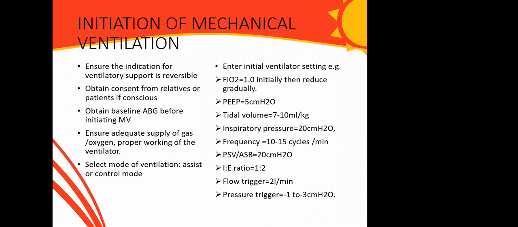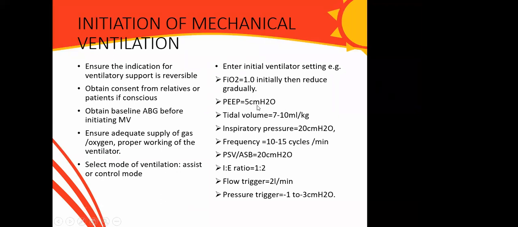Initially, you want to give 100% oxygen, FiO2, and you gradually reduce, in the course of 1 to 4 hours, to not more than 0.6, because high flow oxygen or high concentration of oxygen for a long period of time will predispose the patient to oxygen toxicity. Initially, minimum PEEP of 5 centimeters of water. All right, this is what we call physiological PEEP.